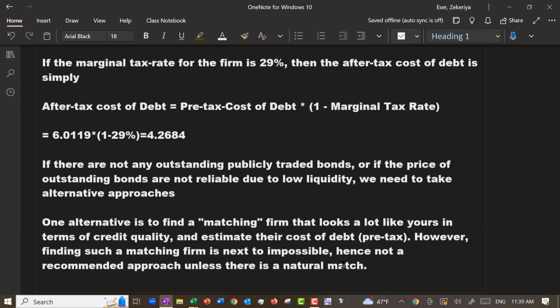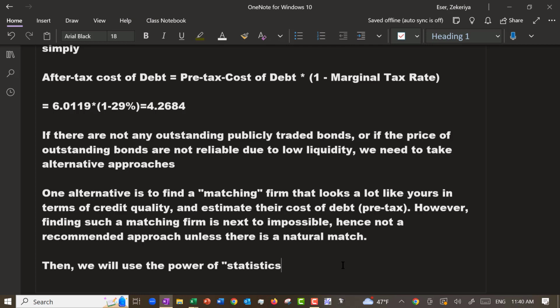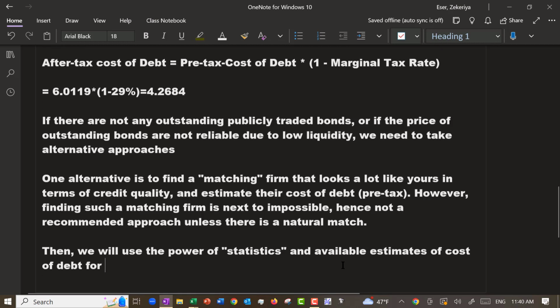So then we will use the power of statistics and available estimates of cost of debt for firms within well-defined credit quality ranges.